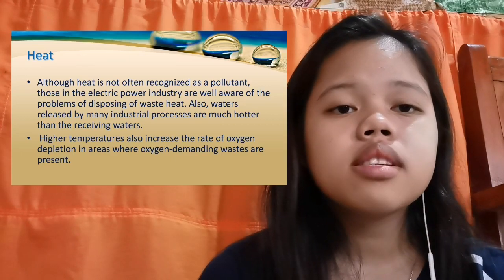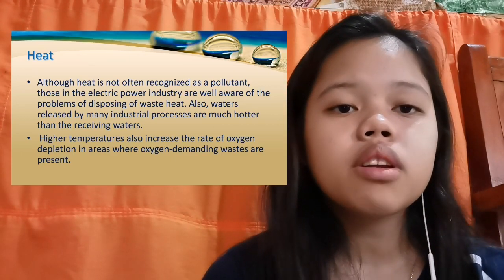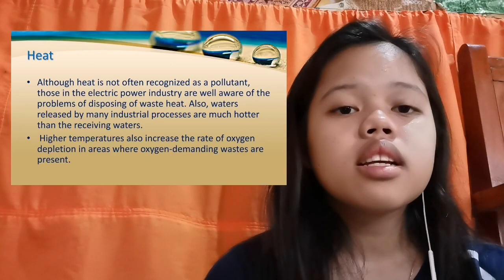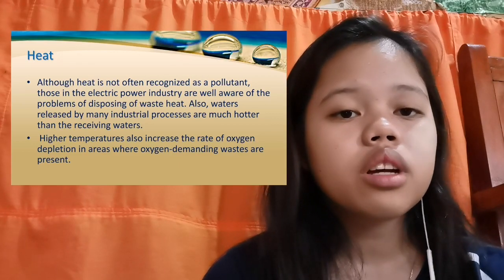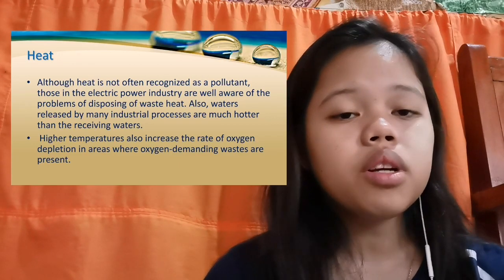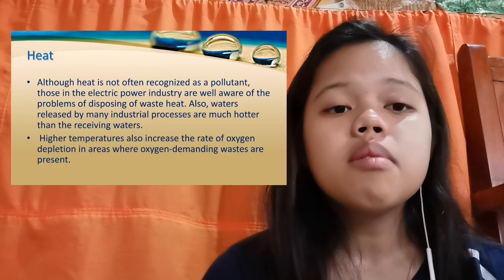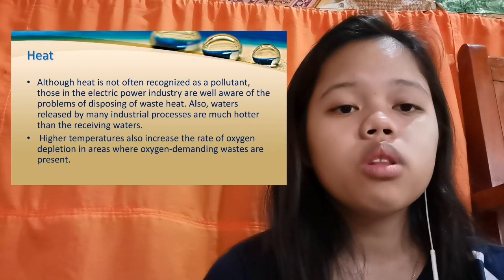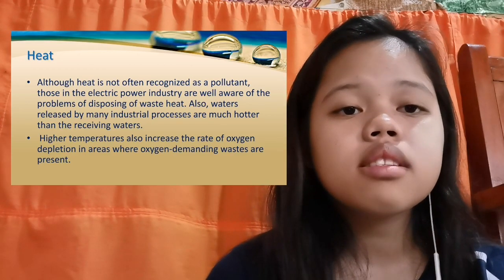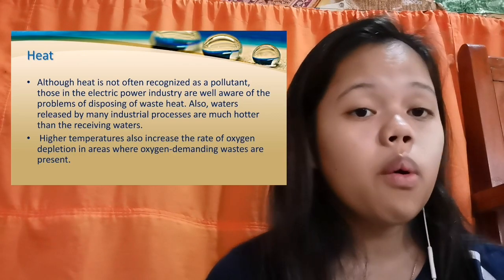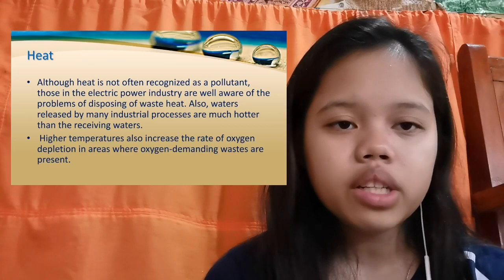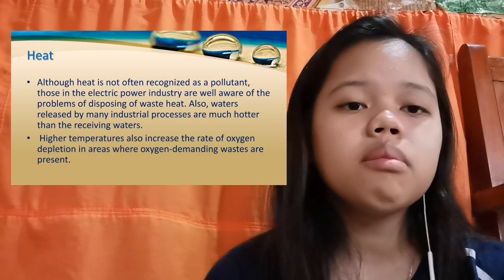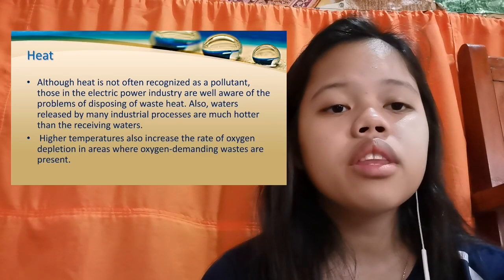In some environments, an increase of water temperature can be beneficial. For example, production of clams and oysters can be increased in some areas by warming the water. On the other hand, increases in water temperature can have negative impacts. Many important commercial and game fish, such as salmon and trout, live only in cool water. In some instances, the discharge of heated water from a power plant can completely block salmon migration. Higher temperatures can also increase the rate of oxygen depletion in areas where oxygen-demanding wastes are present.